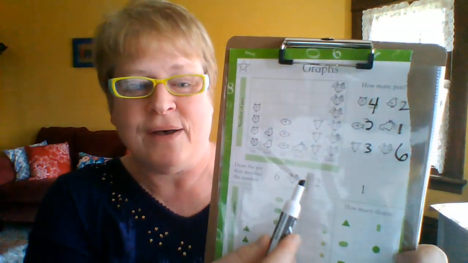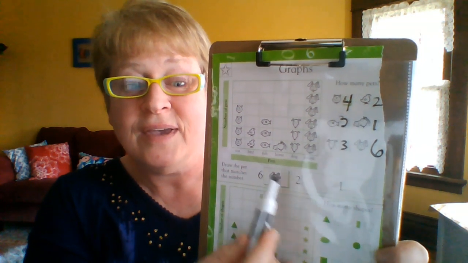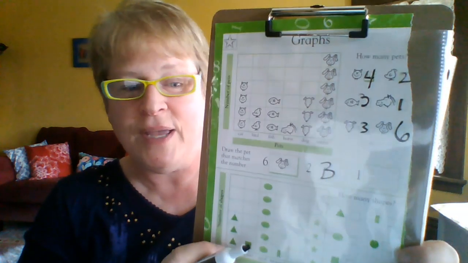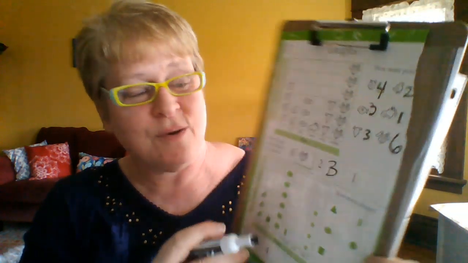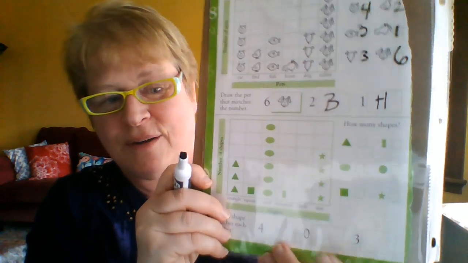This just says draw the pet that matches the number. Well, I'm not going to try to draw. Which number do we have 2 of? Good. The bird. So we'll put a B for bird. What did we have 1 of? The horse. So we'll put H for horse. Good. Now we're going to look at some shapes down here.